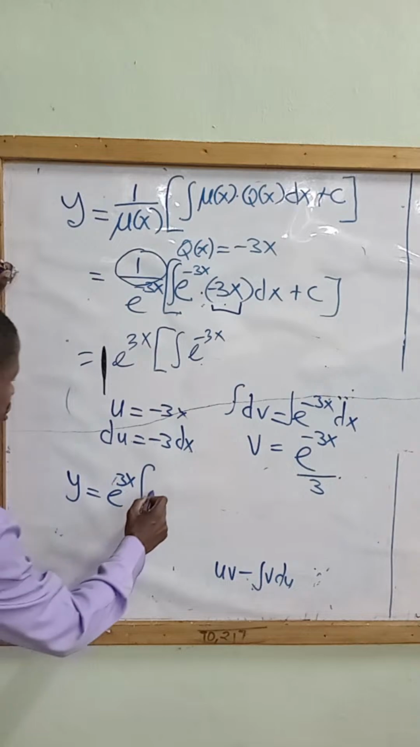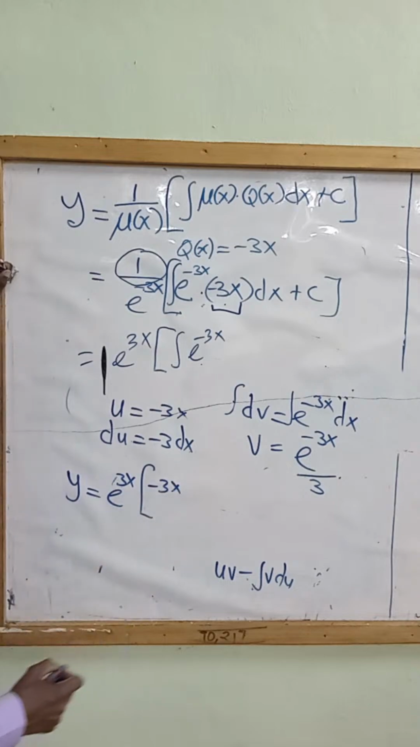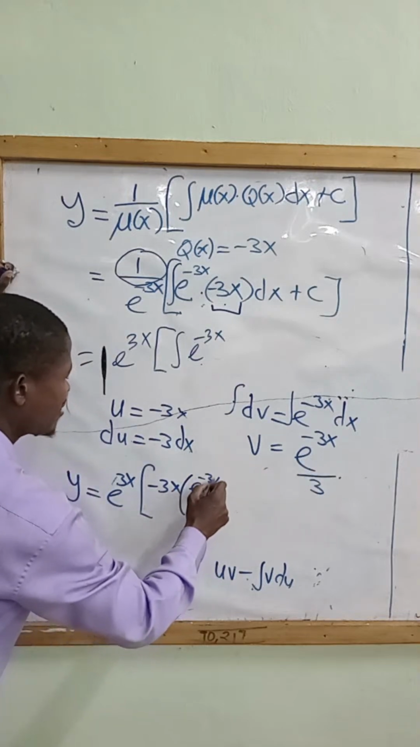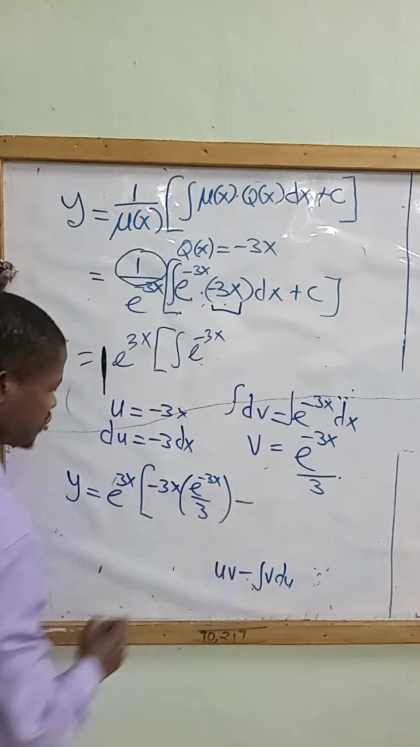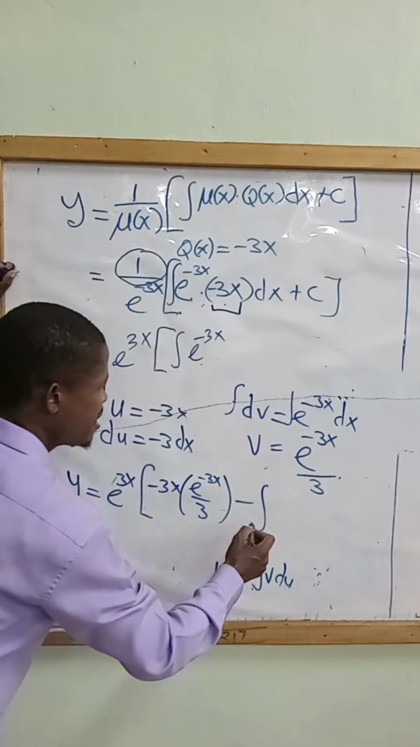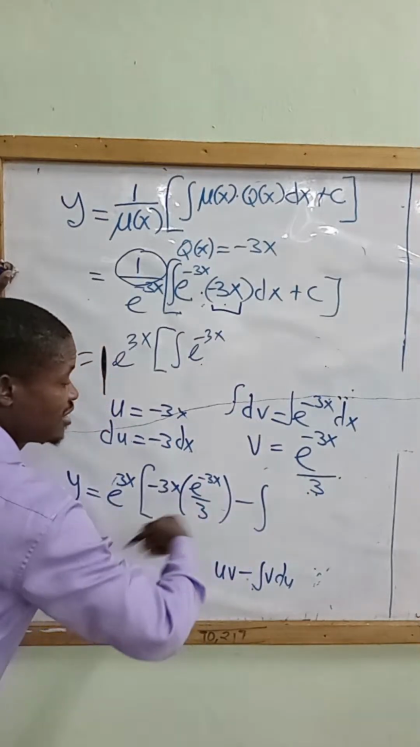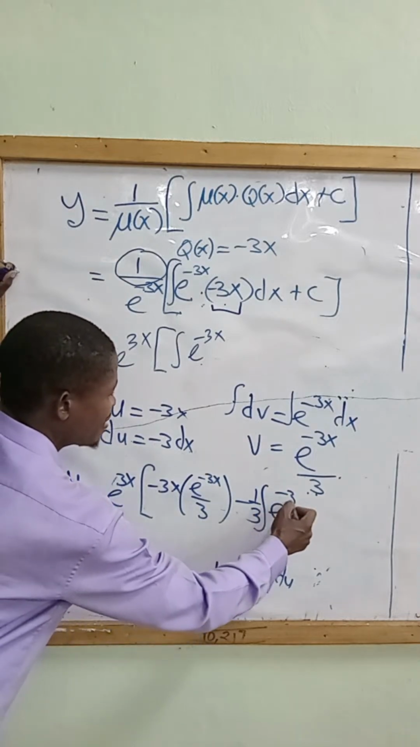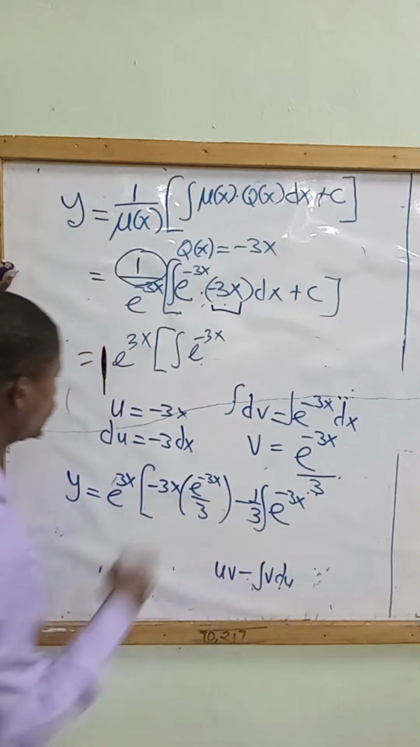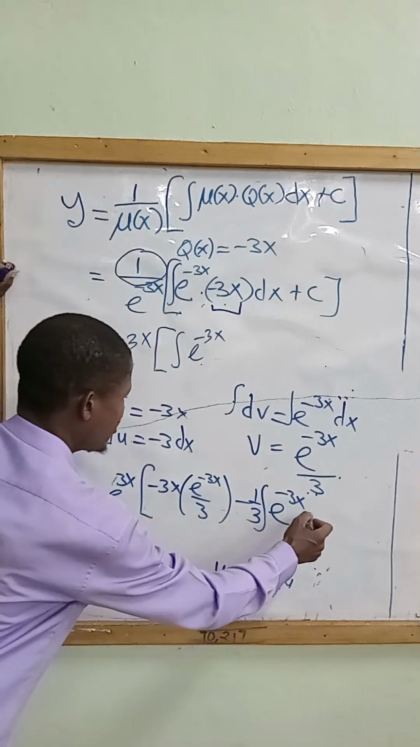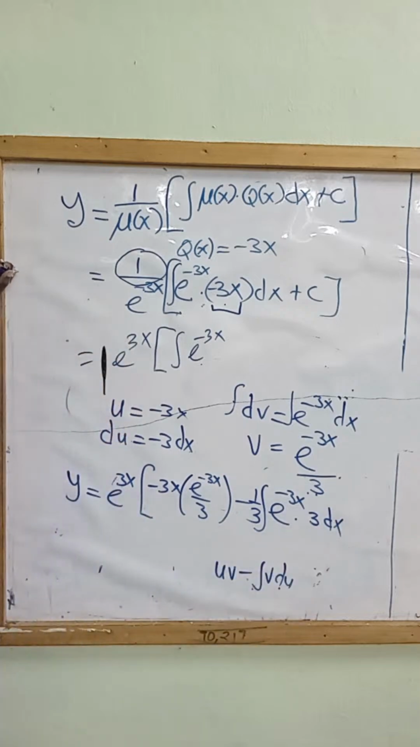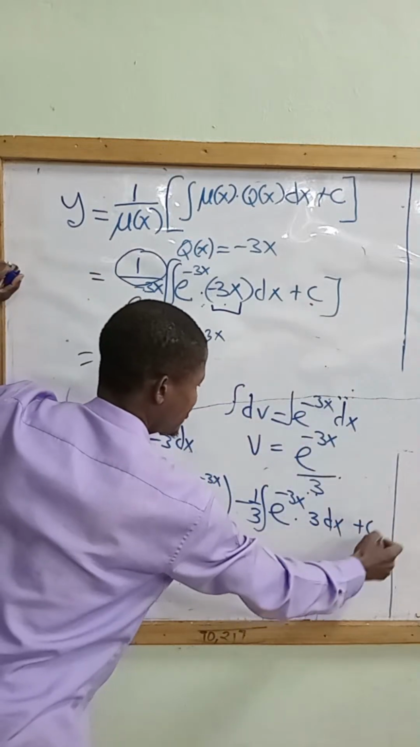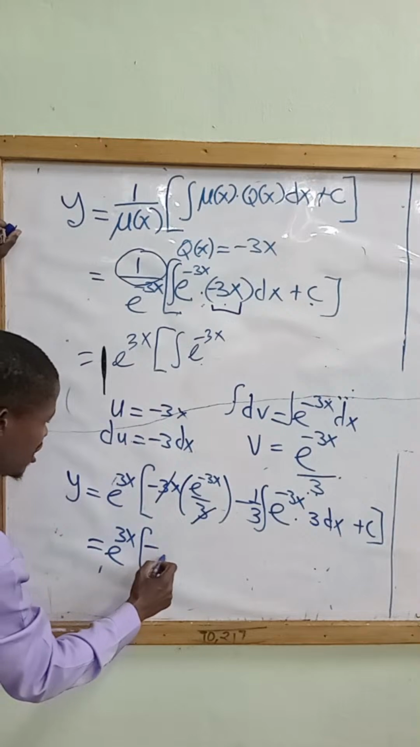Okay, my u is what? My u is minus 3x. My v is what? My v is this one, e to power minus 3x over 3, minus integral of v. My v is this one. This 3 can come outside the integration, making 1 over 3. Then e to power minus 3x. And then the du is what? The du is minus 3 dx. And don't forget your plus c in this place. We have minus e to power minus 3x.